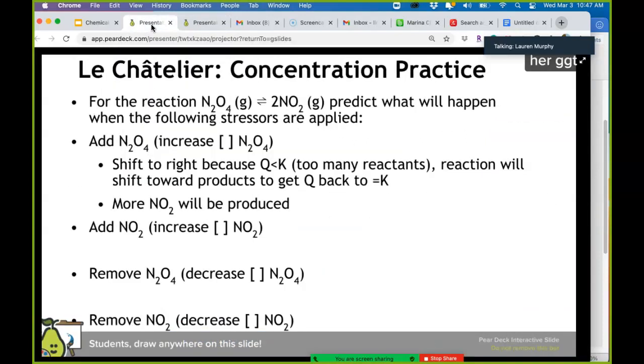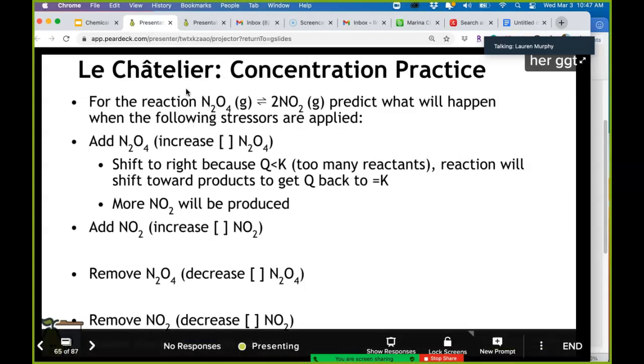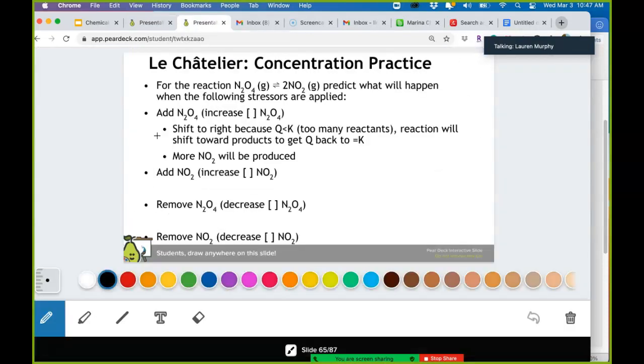So we're going to do one more concentration practice and then we're going to move on to gases and pressure. So I have this reaction N2O4 in equilibrium with NO2, and we predict what will happen, and I know all the answers are up, but we're going to do this conceptually. If you add or increase the concentration of N2O4, now you have too much reactant, so the reaction will shift to the right or towards the products because we need to make more products so that my reactant can drop back down.